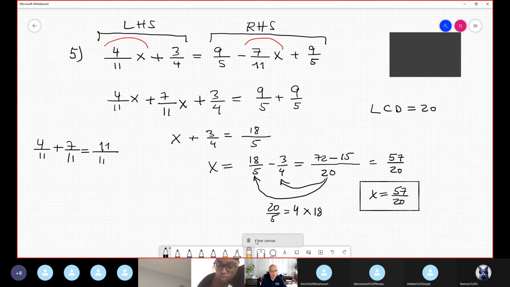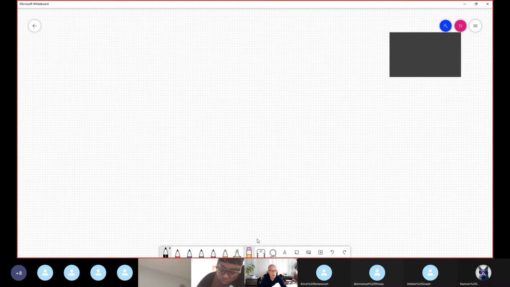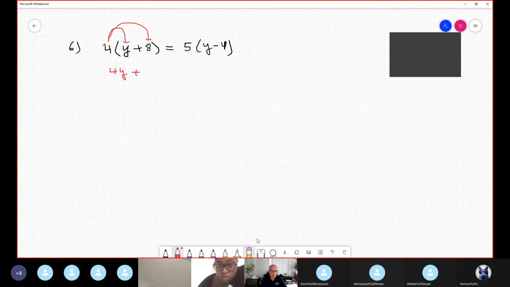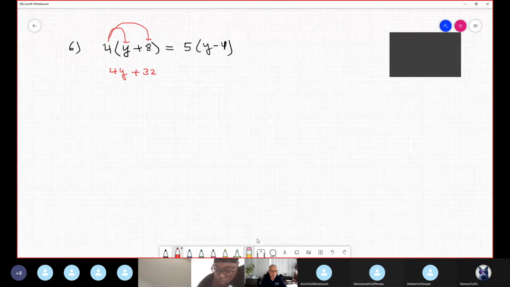Erase the board. Let's move on to the next example, number 6. Number 6 is easy, but in this case I bring a new situation in which we have parentheses. A good idea is always to remove the parentheses by applying the distributive property. What is that? Distributive property is something like this: 4 multiplies y, and 4 multiplies 8. So 4y plus 32, because 4 times 8 is 32.